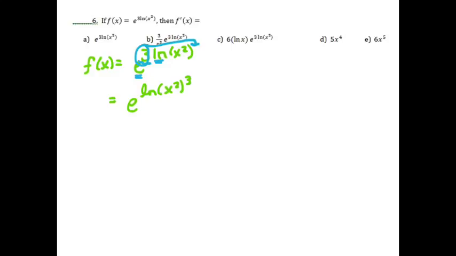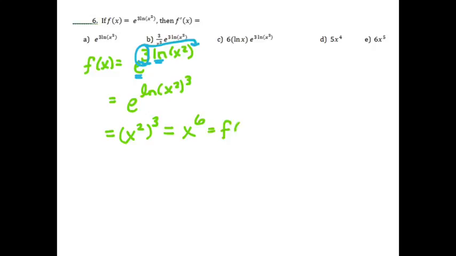Now that the e and the natural log are right there next to each other, there's nothing in between them, now they can undo each other, and this is actually just equal to x squared cubed. And whenever we have a power to a power, we're going to multiply those exponents, and so this is equal to x to the 6th. And so what looked like a really complicated function in the beginning has now been simplified down to just x to the 6th.